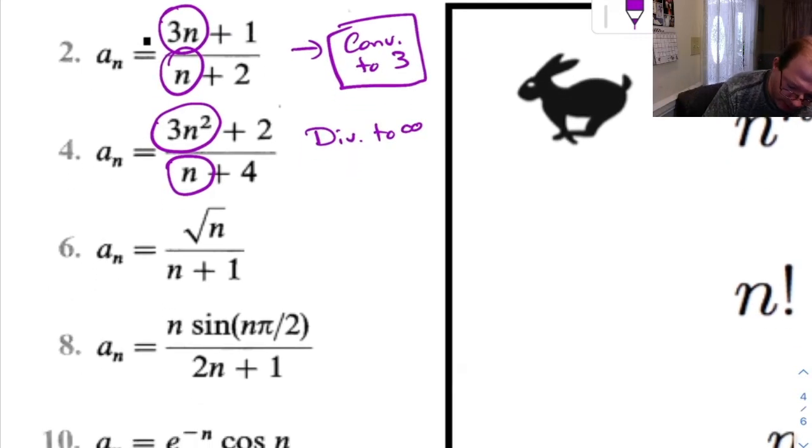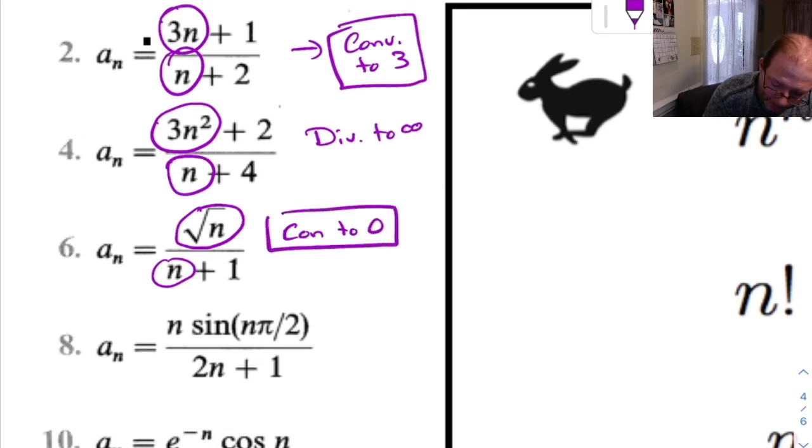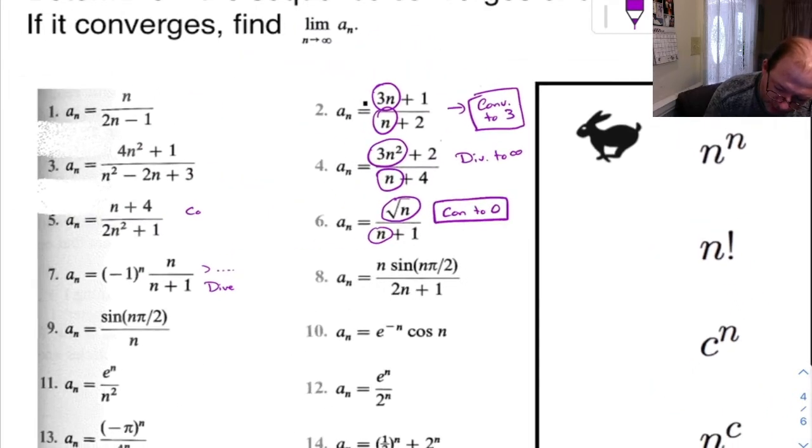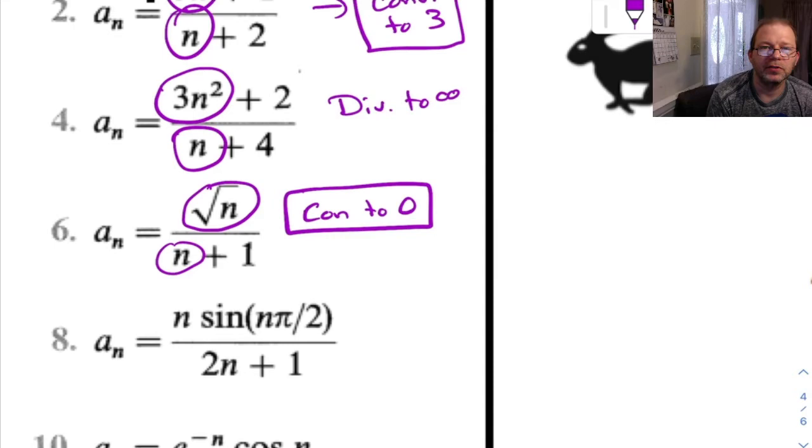Okay, number 6. Dominant term on top is square root of n. Dominant term on bottom is n. n's going to grow faster than square root of n. So this is going to diverge, or I'm sorry, it's going to converge to 0. This one, we can think of it as like having a polynomial over a polynomial, even though technically square root's not a polynomial because it's got a fractional power, fractional exponent. But we can still think of it like that.